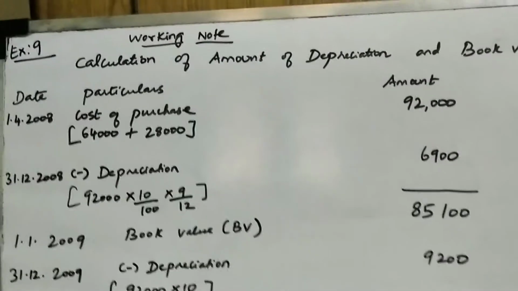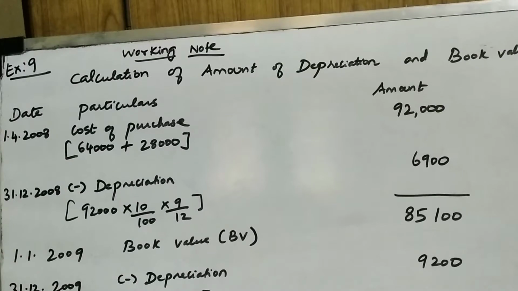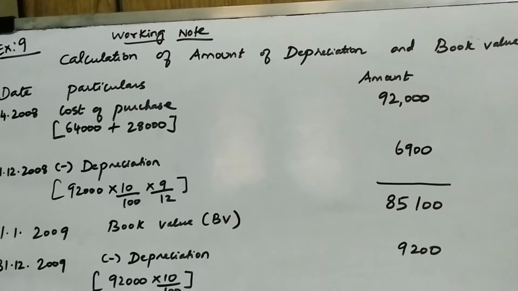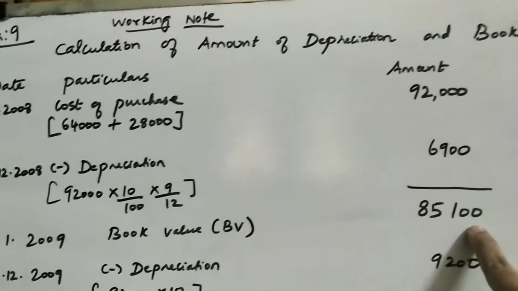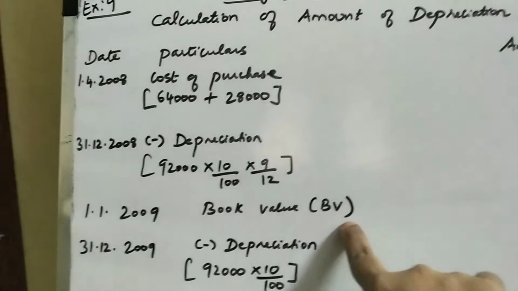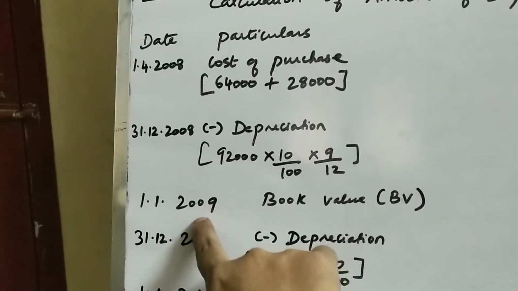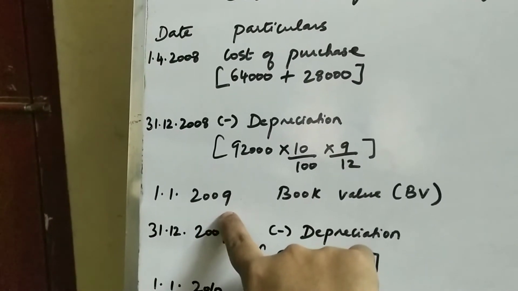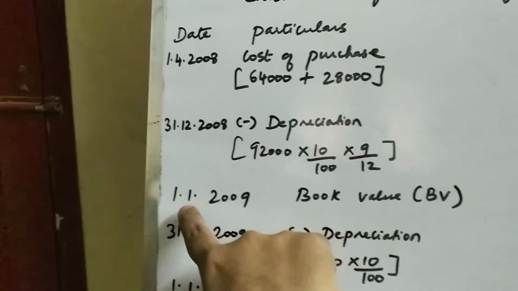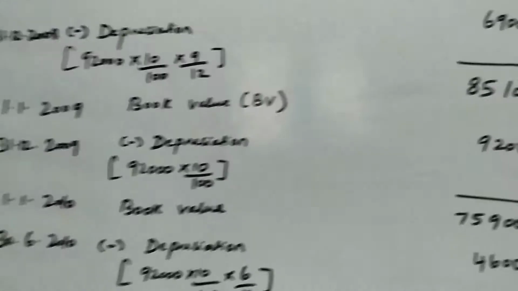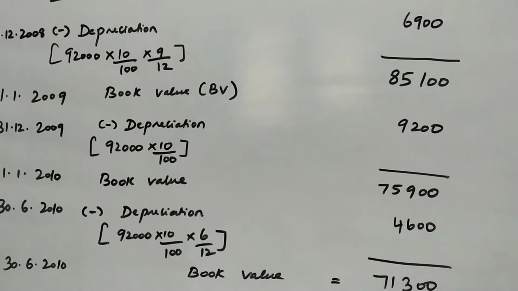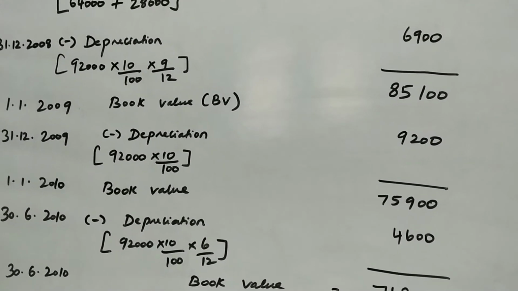The amount of depreciation must be deducted. So you will be getting 85,100 as the book value as on the next year, 1/1/2009. The next year starts on 1st of January 2009. So the book value as on that date is 85,100.